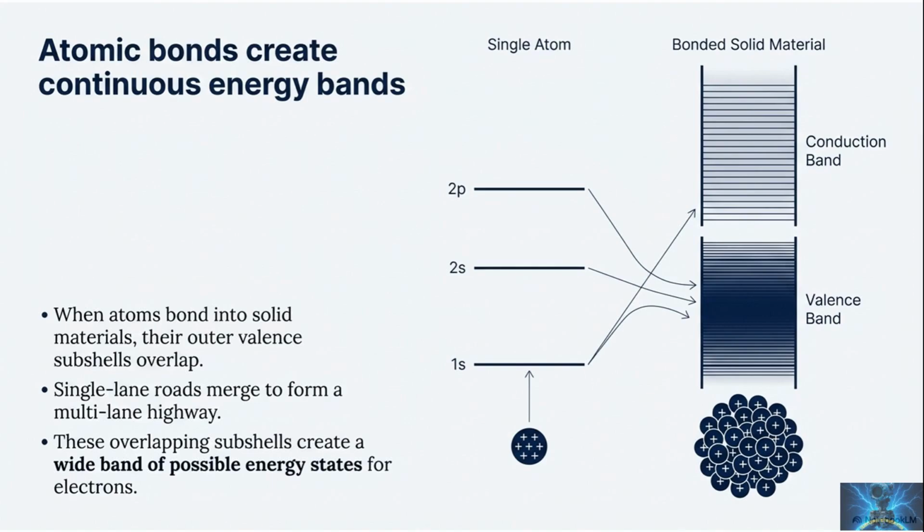The lower group becomes the valence band, where electrons normally live. The upper group becomes the conduction band, where electrons can move more freely through the material. So solids turn discrete levels into bands, and that's where conductivity starts.